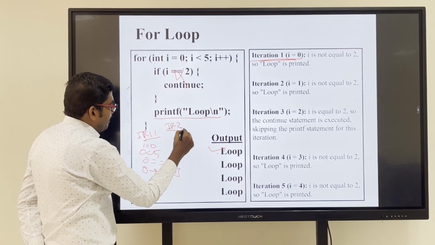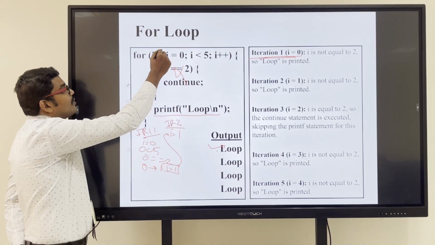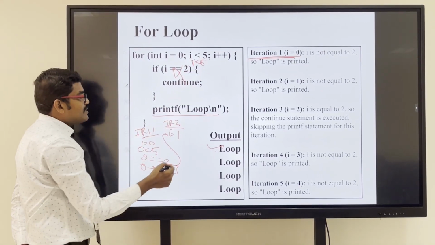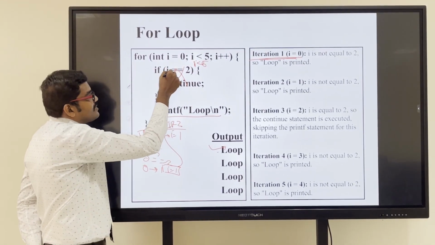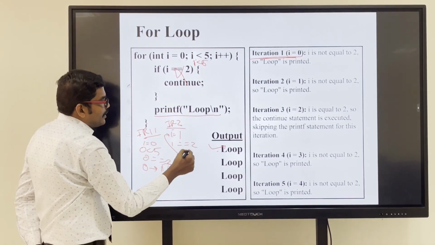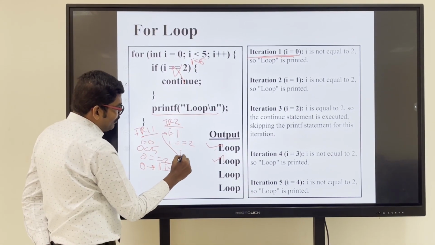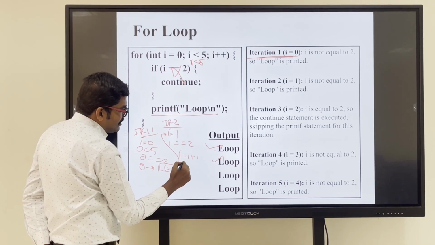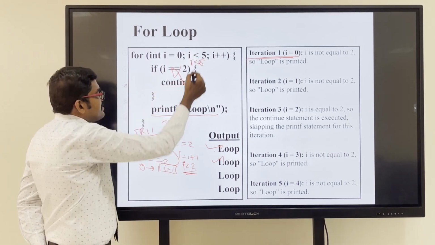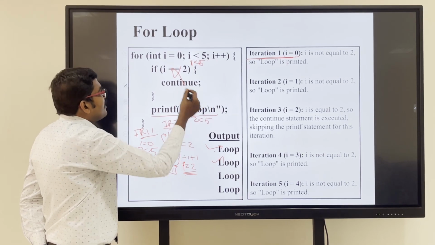In iteration 2, i equal to 1, that means the recent value. Again the same scenario, 1 less than 5, condition true. Again it checks whether 1 equal to 2, no. So it just prints the second loop. Next, the i value is incremented, 1 plus 1, so i is 2. In iteration 3, 2 less than 5, the condition is satisfied.